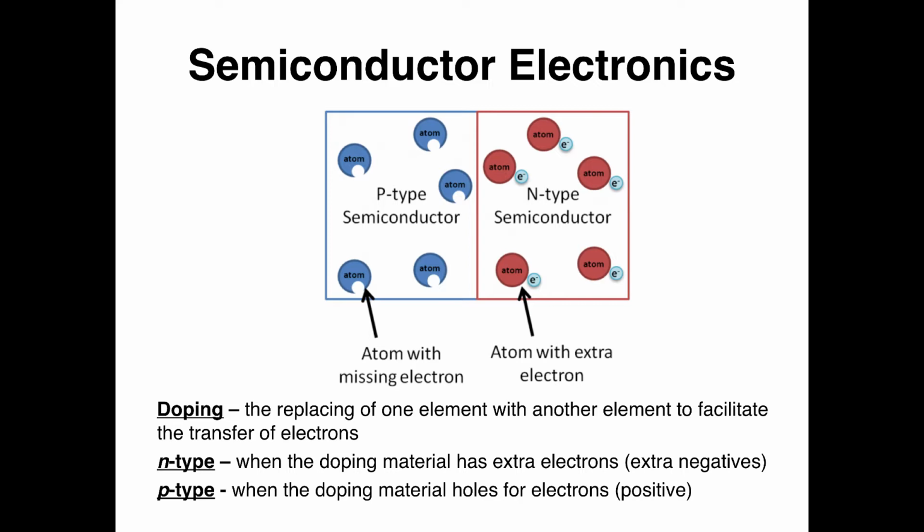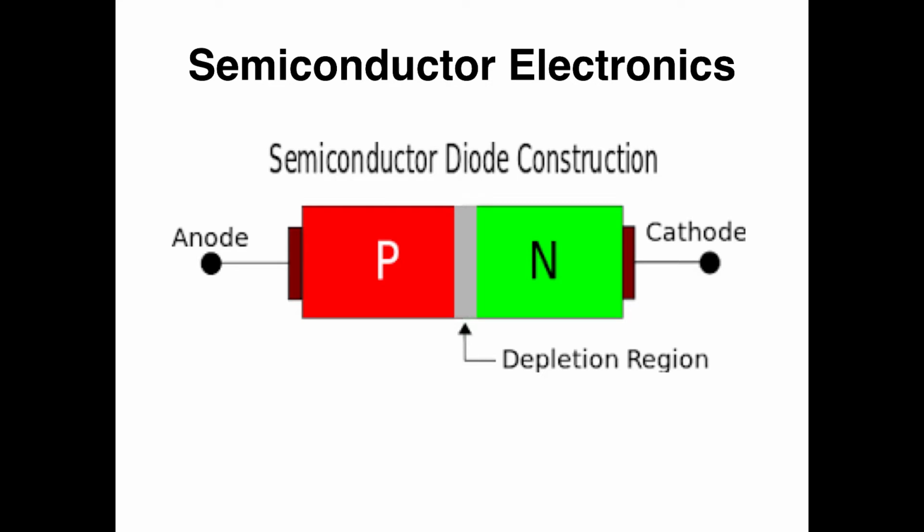So here's an example of a semiconductor diode that's constructed in such a way that you have a p-type on one side, and it's on the anode side, and an n-type on the other side, which is on the cathode side, and in between you have a region of depletion.